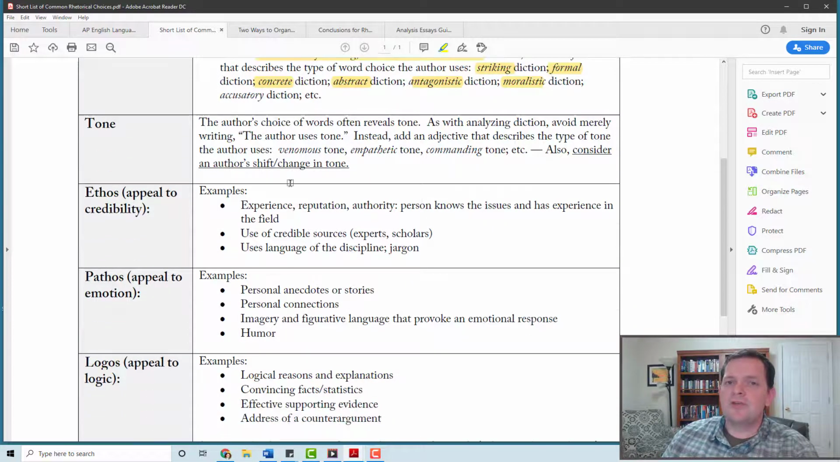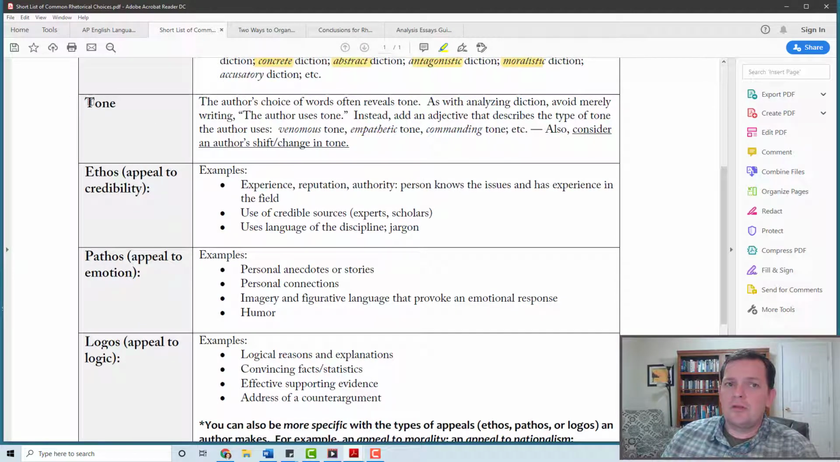Tone is another element that you can analyze. The author's use of words often reveals a tone. As with analyzing diction, avoid merely saying the author uses tone, for the same reason. Everyone has a tone. I have a tone in this presentation. Sometimes my tone changes. Sometimes my tone's a bit sarcastic. Sometimes it's concerned. Sometimes it's emphatic. Sometimes it's sympathetic. Sometimes it is just that I care about the grade you get.